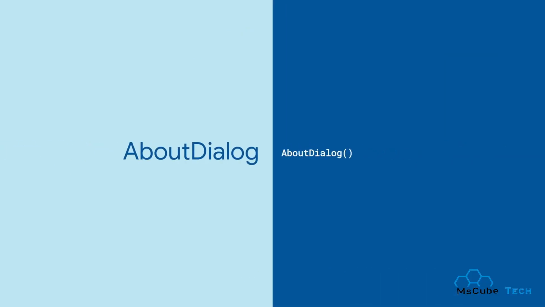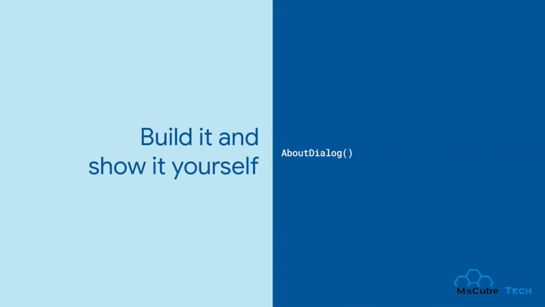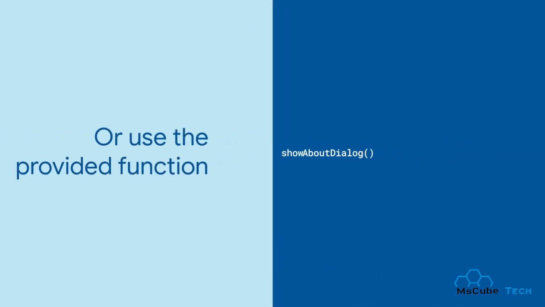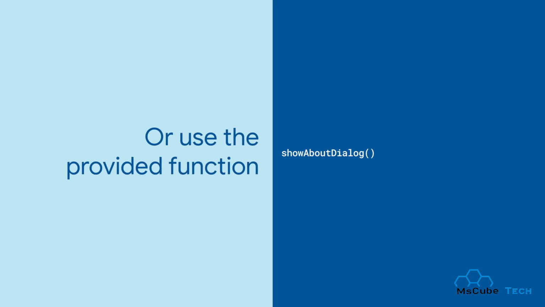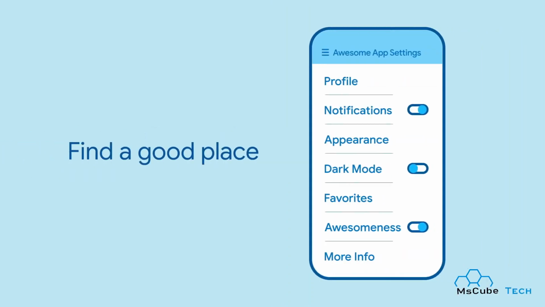It's called About Dialog. You can build it and show it yourself, but most people will just call the function showAboutDialog, which does that for you. Just find a good place to call the function. An on-pressed or on-tapped callback of a tile deep in your settings page is the perfect fit.